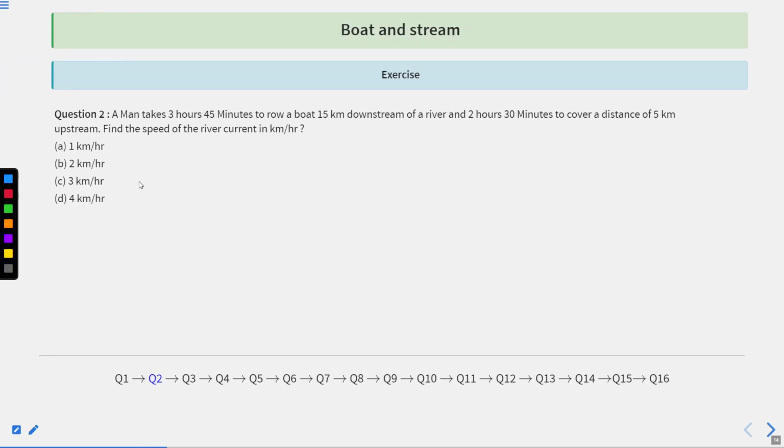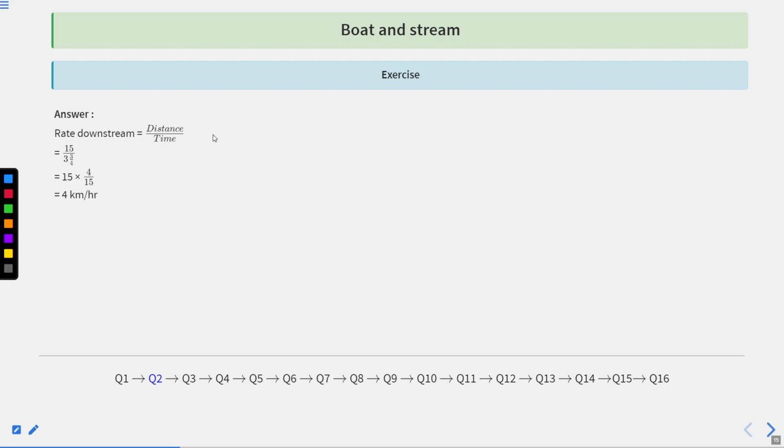So let us move ahead to question number 2. A man takes 3 hours 45 minutes to row a boat 15 kilometer downstream of a river and 2 hours 30 minutes to cover distance 5 kilometer upstream. So when the man is going downstream, he covers 15 kilometers in 3 hours 45 minutes, and when the man is going upstream, he covers 5 kilometers in 2 hours 30 minutes. So find the speed of the river current in kilometer per hour.